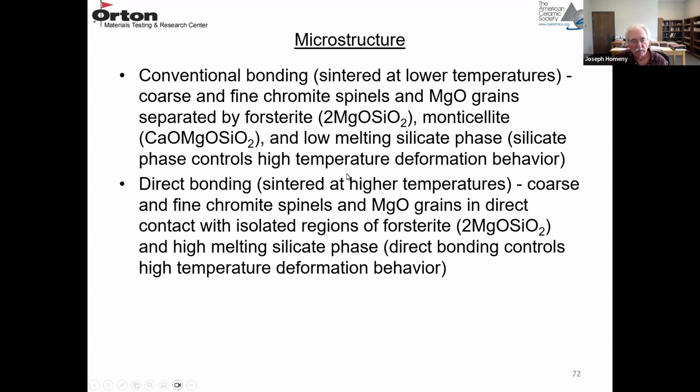So direct bonding is centered at high temperatures and lower impurity levels. So now you have crystals in contact with each other. That's direct bonding, and that's going to control high temperature strength and deformation behavior. It's going to increase the strength and increase the creep resistance.